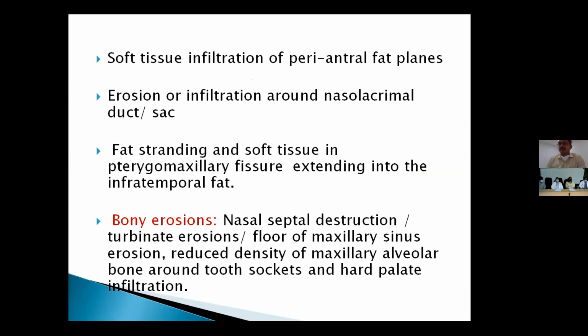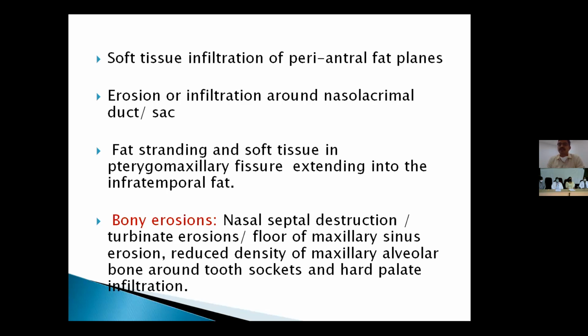Orbital extension in fungal mucormycosis occurs through two routes. One is through the orbital floor and medial orbital wall. Since the medial orbital wall is thin because of the very thin lamina papyracea present there, through any small defects or penetrating vessels, it can enter into the orbit.